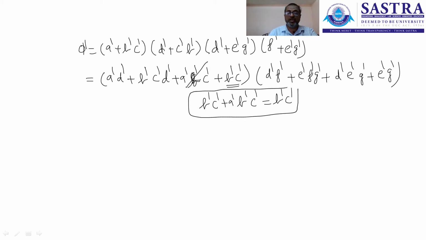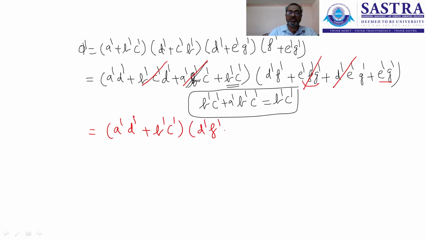This uses the rule A + AB is equal to A. Similarly, I have B'C', so this can be removed, and when I look at this, I have E'G', so this will go, and here also I have E'G', so this can also be removed. So this gets simplified to (A'D' + B'C') multiplied by (D'F' + E'G').